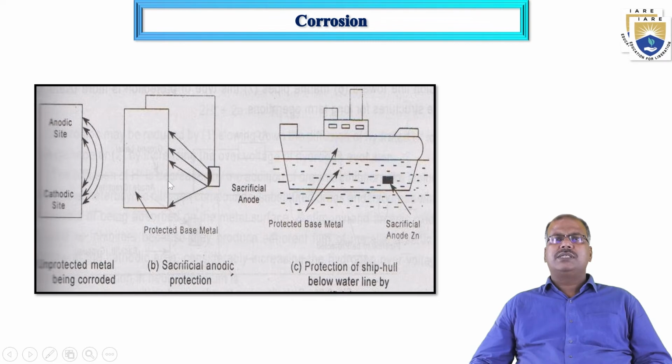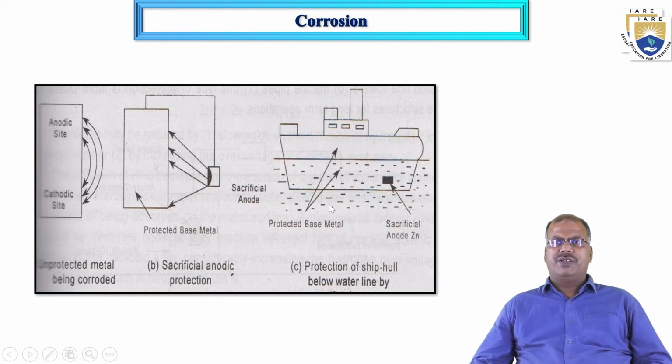Now the corrosion occurs here in the auxiliary anode, and this main base metal which needs to be protected from corrosion is protected. The purpose of adding the auxiliary anode is to avoid the corrosion here. So that's why it's called sacrificial anodic protection. So similarly, below the ship hull, below water.